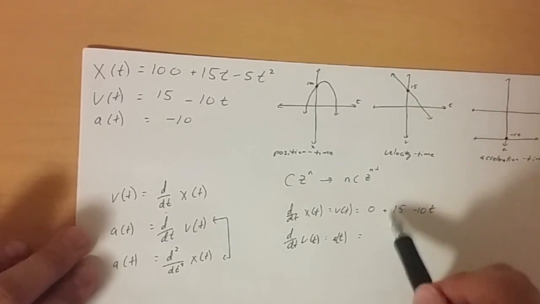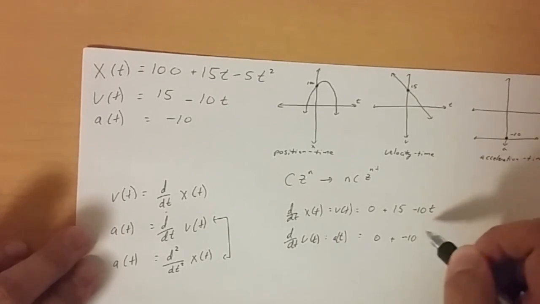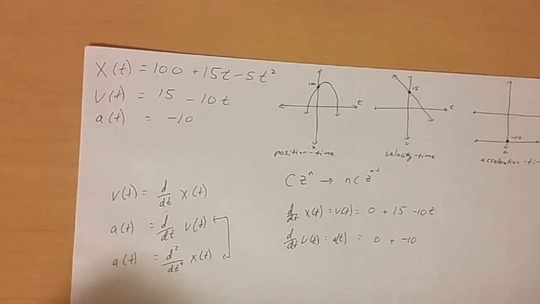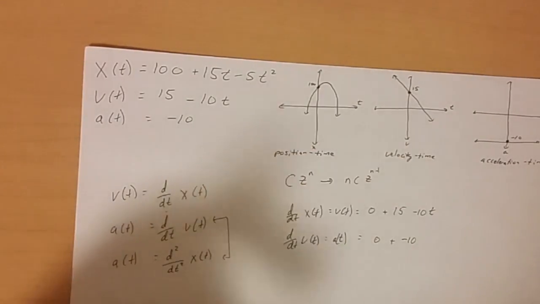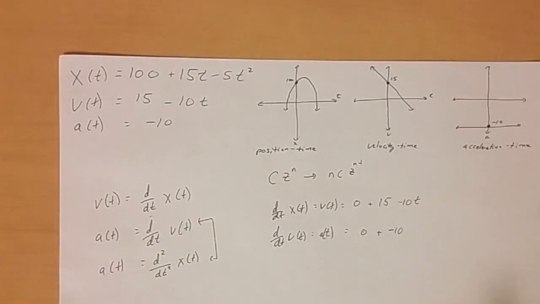We get the 15, it's got no variable, so it goes down to 0. And then this negative 10t becomes negative 10. And so we can go like that and find that's how these equations are related through derivation.